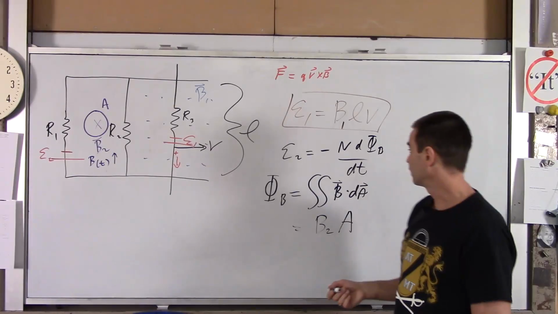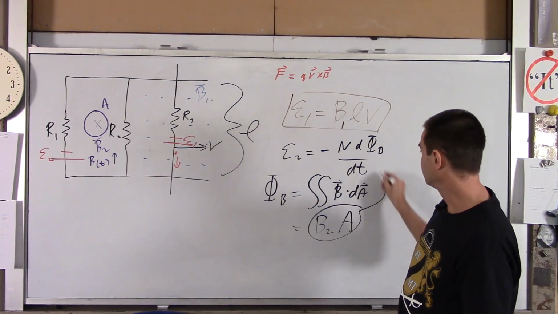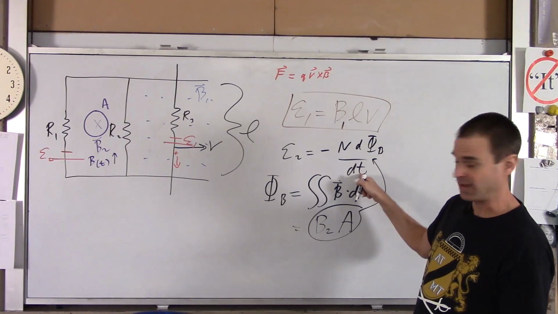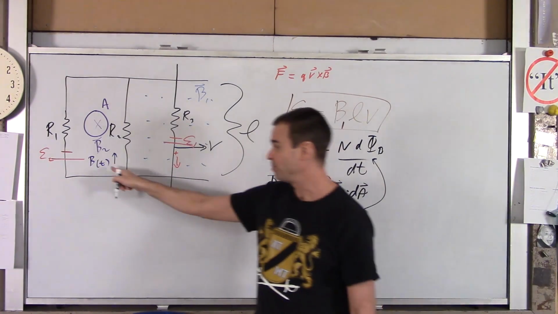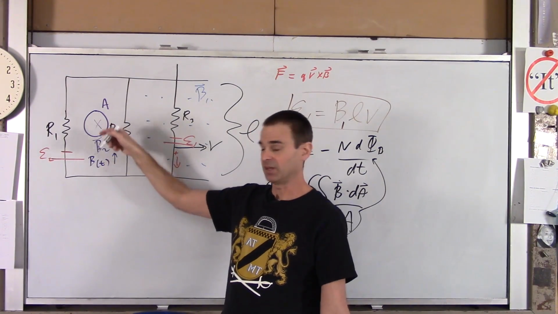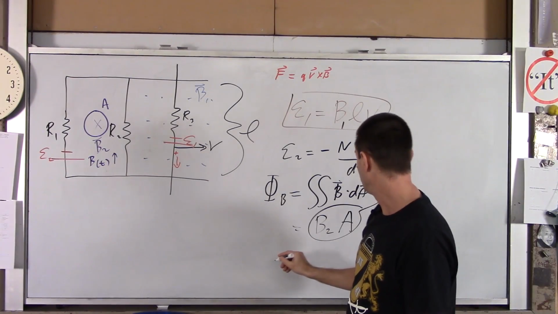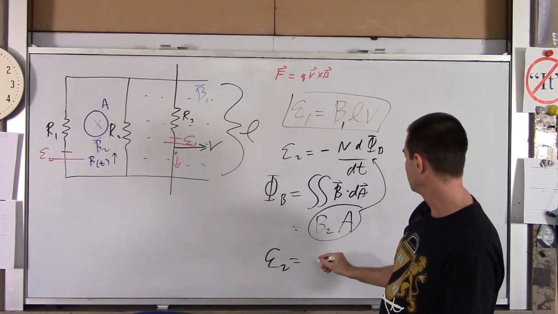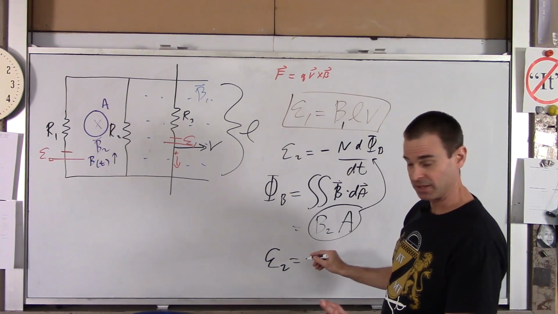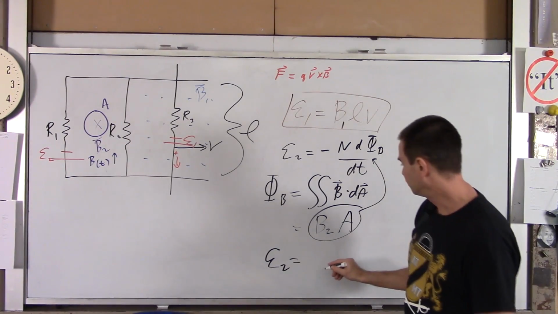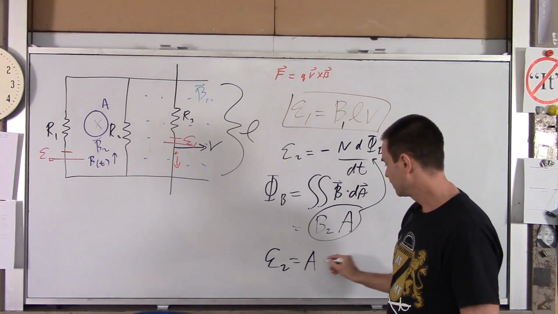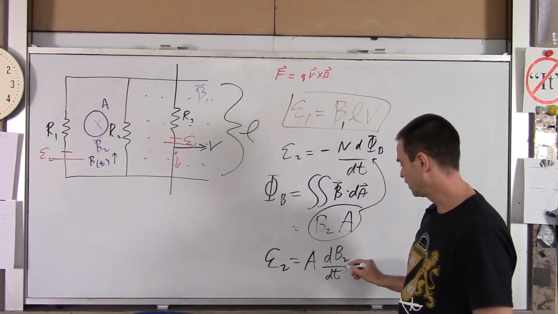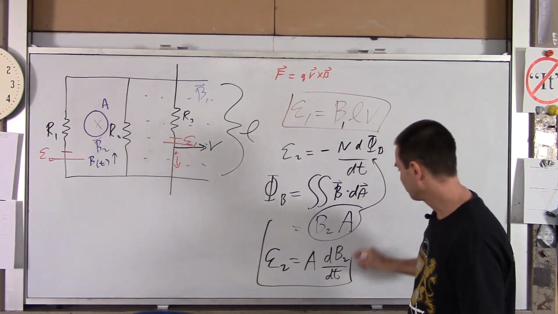Boom, you're done. Okay, that goes in here, and then you're going to take, well, which of those two is changing with time? Is it B or is it A? Well, I told you that B is increasing with time. The area is not changing. So the EMF, and again, I'm getting rid of the negative because I'm just looking for magnitude, is simply area times dB2 dt. So that's EMF number 2.